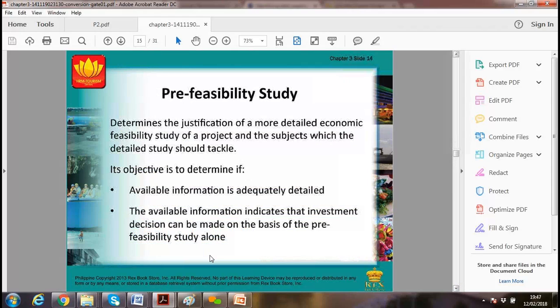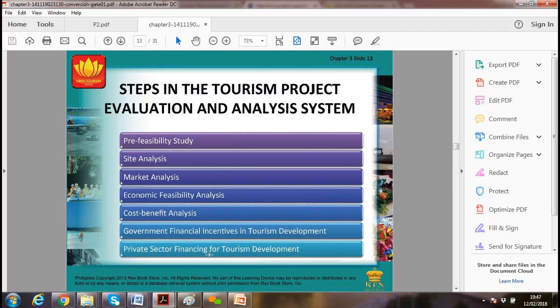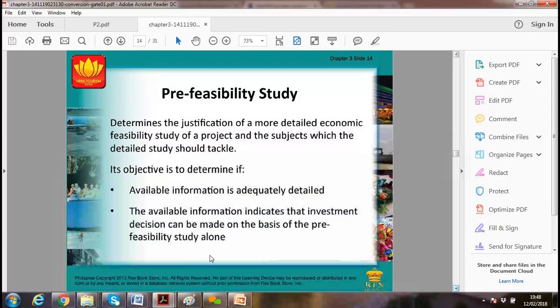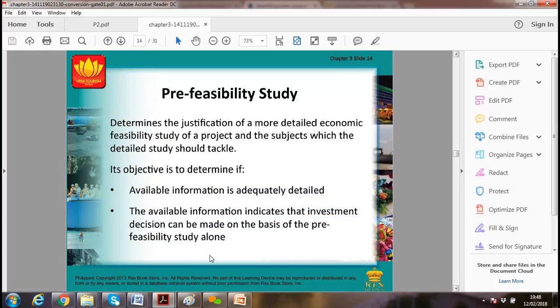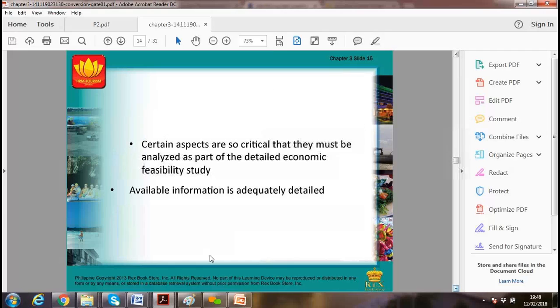There are 7 steps we need to look around: pre-feasibility study, site analysis, market analysis, economic feasibility analysis, cost benefit analysis, government financial incentive. We need to look around private sector financing for tourism development, and who is going to provide it. All these we need to look around before we actually launch the project. So pre-feasibility justification of the detailed economic feasibility study, return on investment: how much will we invest, and how long will it take us to recover our initial investment? That's the sort of study we need before.